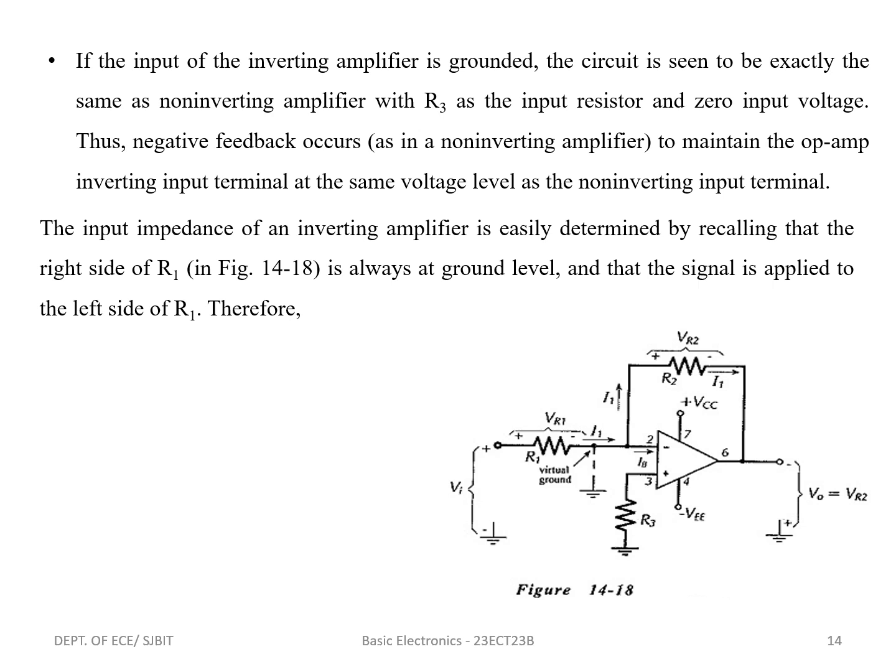That is, the voltage gain will be equal to minus R2 by R1. If the input of the inverting amplifier is grounded, then the circuit is seen to be exactly the same as a non-inverting amplifier with R3 as the input resistor and zero input voltage. Thus, negative feedback occurs to maintain the op-amp inverting input terminal at the same voltage level as the non-inverting input terminal. The input impedance of an inverting amplifier is easily determined by recalling that the right side of R1 is always at ground level and that the signal is applied to the left side of R1.